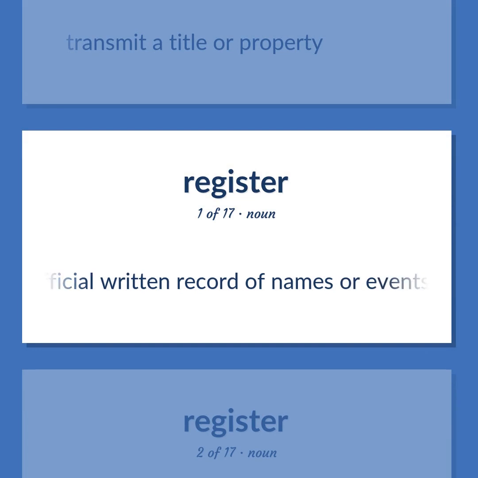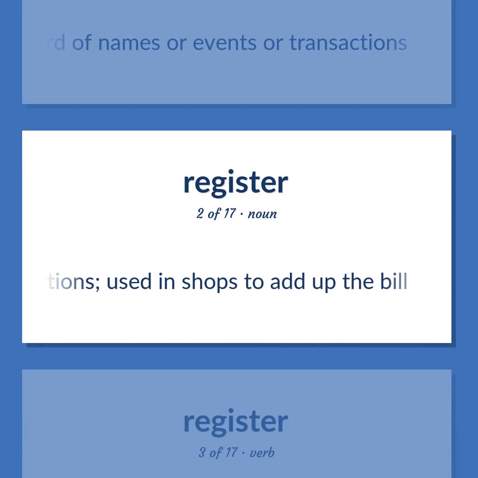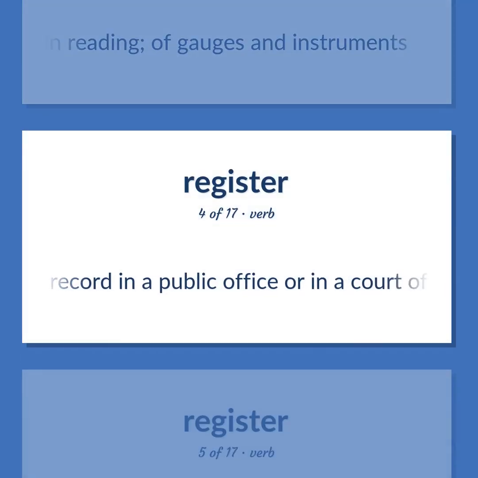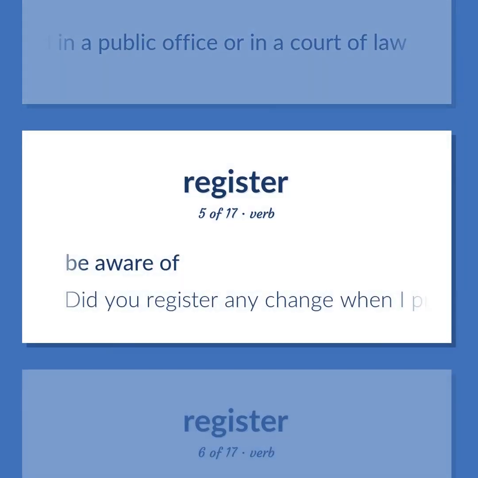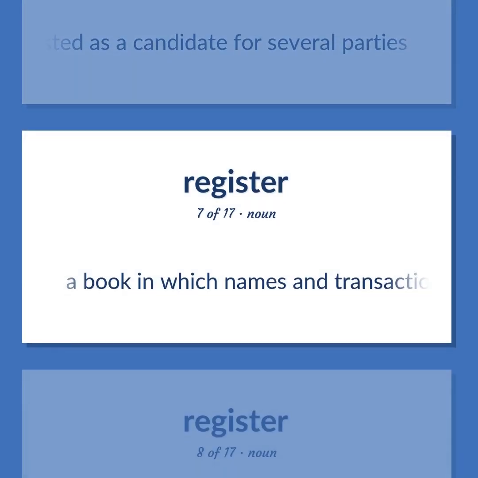An official written record of names or events or transactions. A cash box with an adding machine to register transactions, used in shops to add up the bill. Indicate a certain reading, of gauges and instruments. Record in a public office or in a court of law. Be aware of. Did you register any change when I pressed the button? Have one's name listed as a candidate for several parties. A book in which names and transactions are listed.